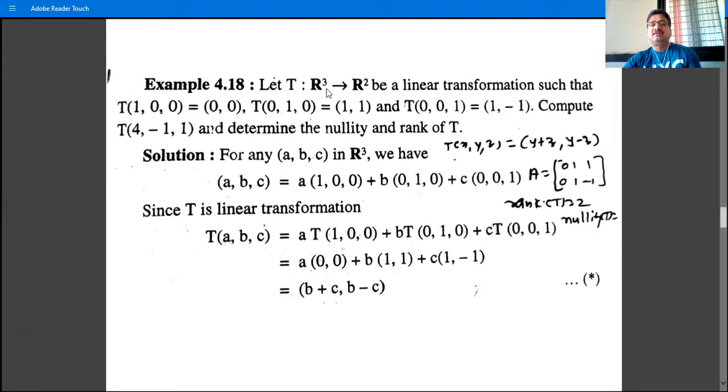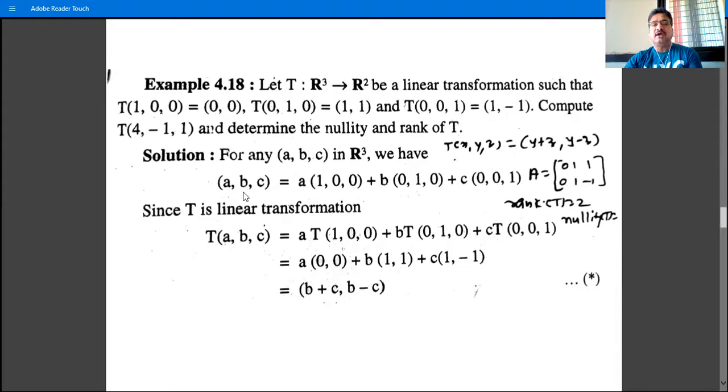Let T from R3 to R2 be a linear transformation such that T of (1, 0, 0), T of (0, 1, 0), and T of (0, 0, 1) are given. Compute T of (4, -1, 1) and determine the nullity and rank of T. So in order to obtain the nullity and rank, we have to find the formula for the linear transformation, which means what is T of (x, y, z).